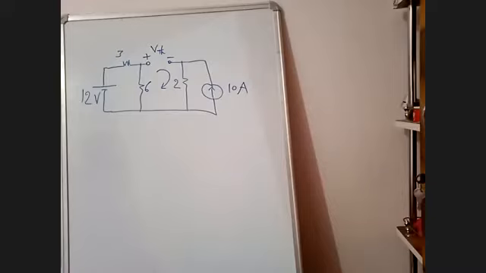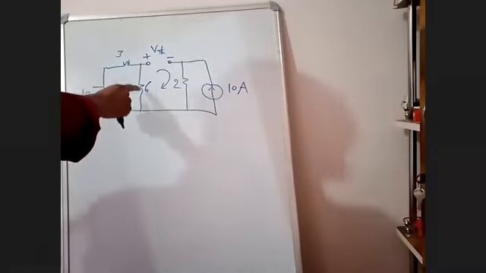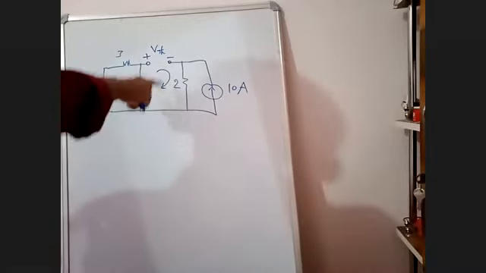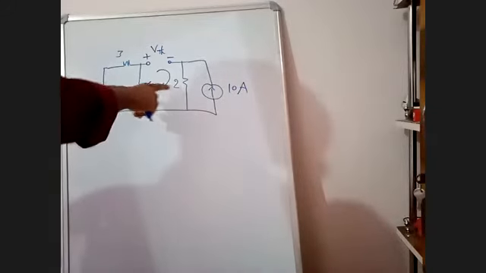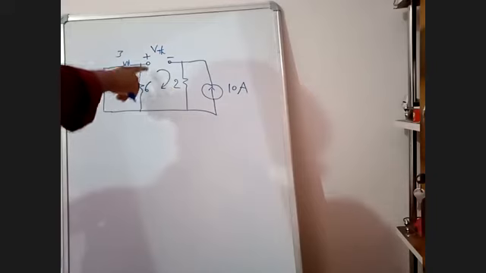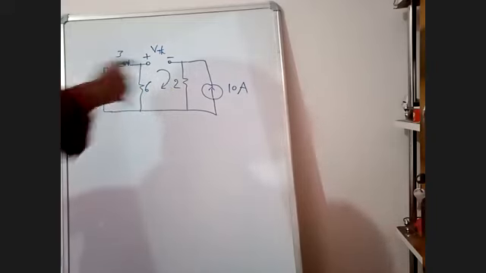Now, if you want to determine VTH, I want the voltage in 6 ohms and the voltage in 2 ohms. If I know the voltage here and here, I can write the loop equation. If I know the voltage in 6 ohms and the voltage in 2 ohms, I can determine VTH.